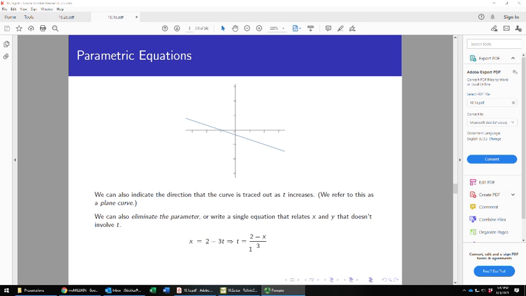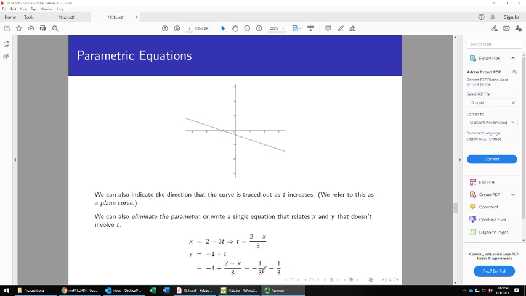So one typical way to do that is just to take one of the equations and solve for t. So here if we solve the x equation for t, we get t equals (2 minus x) all over 3. Plug that in to the y equation, and we can simplify that, and so we'll get the equation y equals negative 1/3 x minus 1/3.